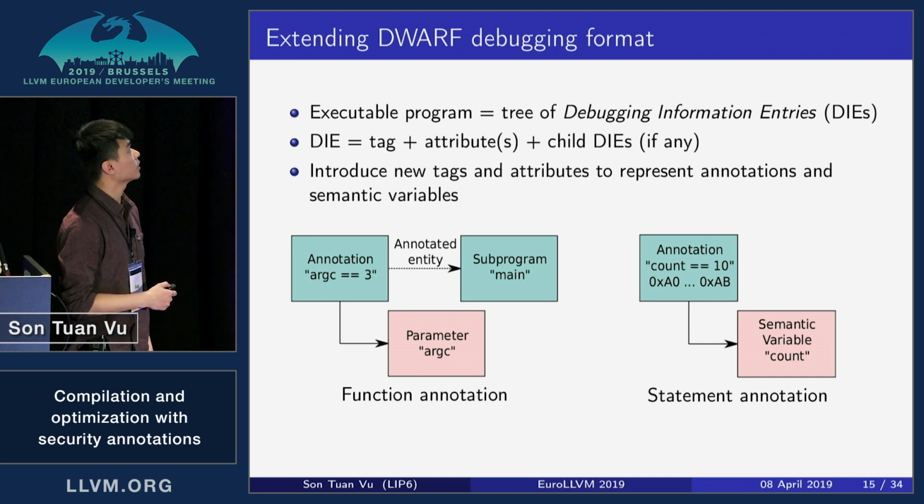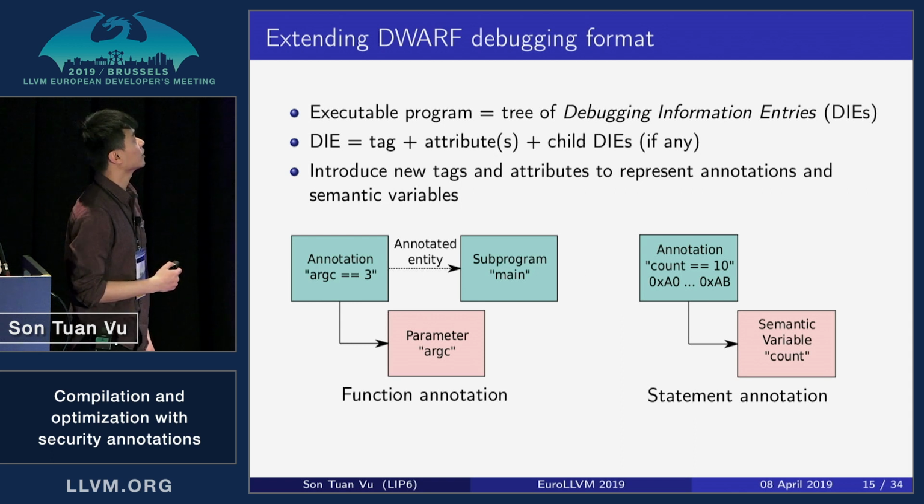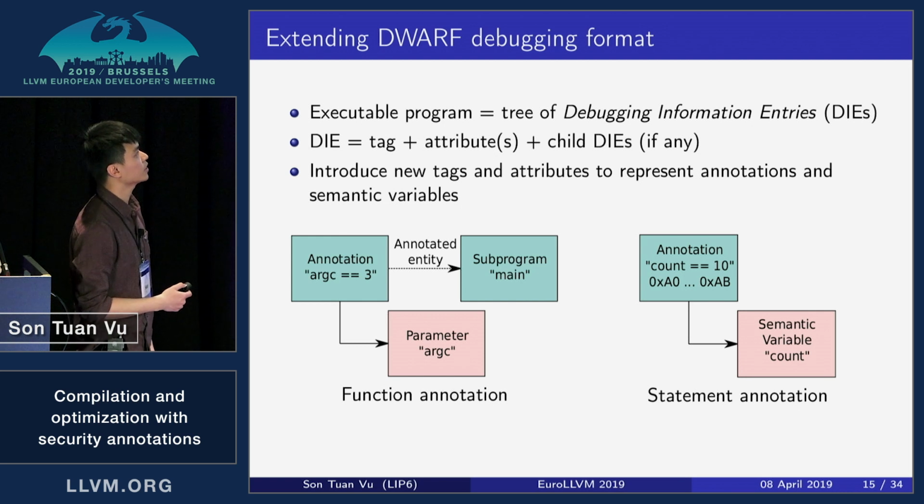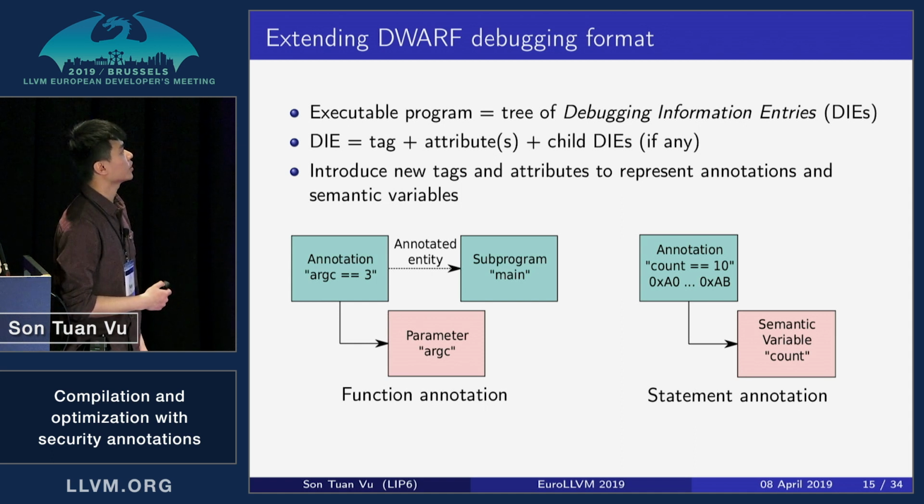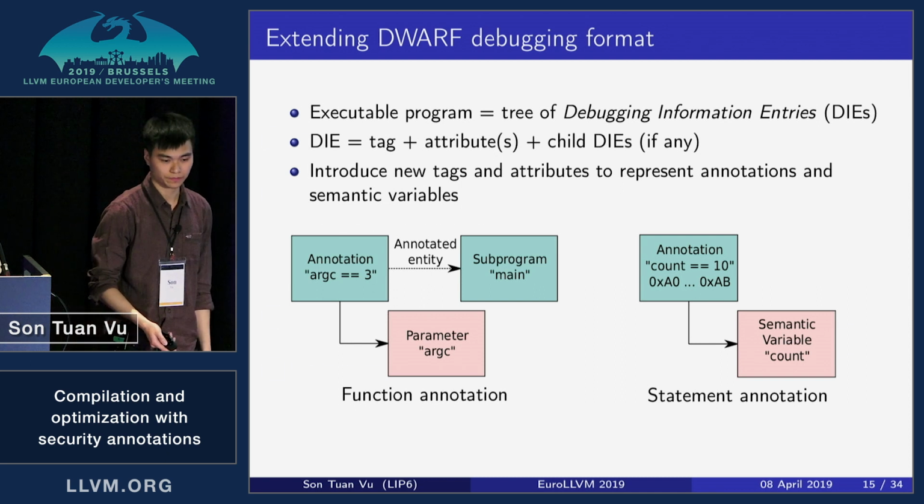And here's how an annotation DIE looks. We have the predicate attribute. For function and variable annotations, we have an annotated entity attribute. As for statement annotations, we have the address range corresponding to the annotated statement in the source. And the children of an annotation DIE are just predicate variables.